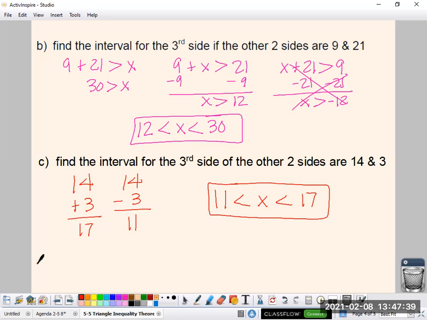So the triangle inequality theorem: the sum of two sides is greater than the third side. And we can use that to identify if three lengths will make a triangle. And we can also use it to determine the interval for the third side if we don't know it, if we just know two sides.